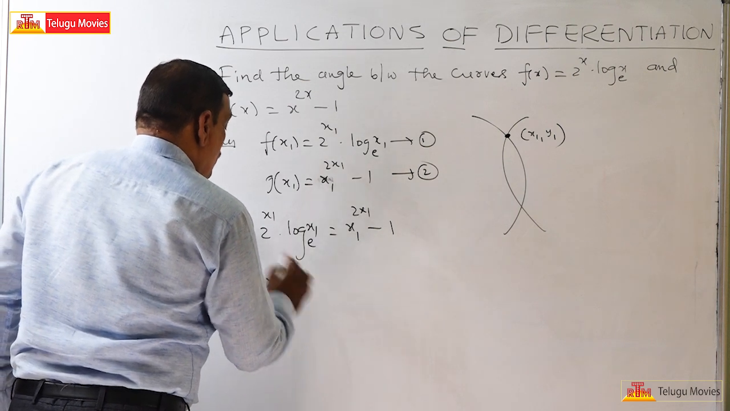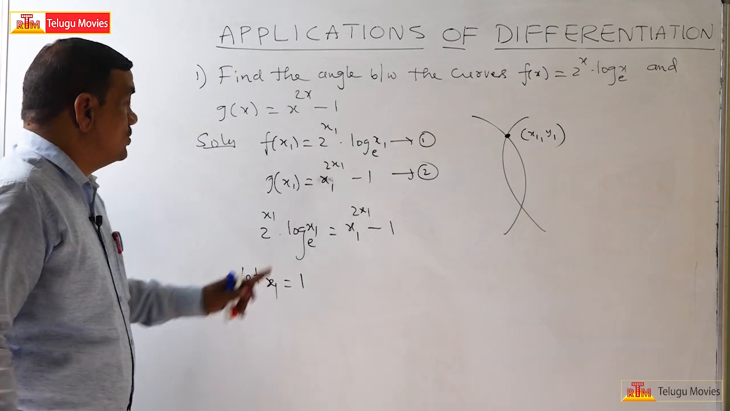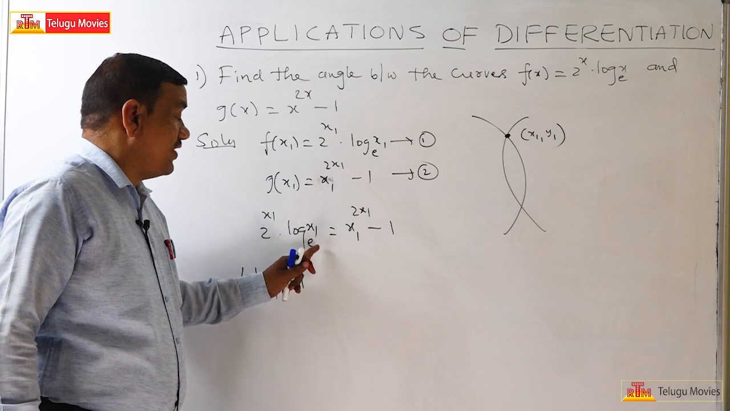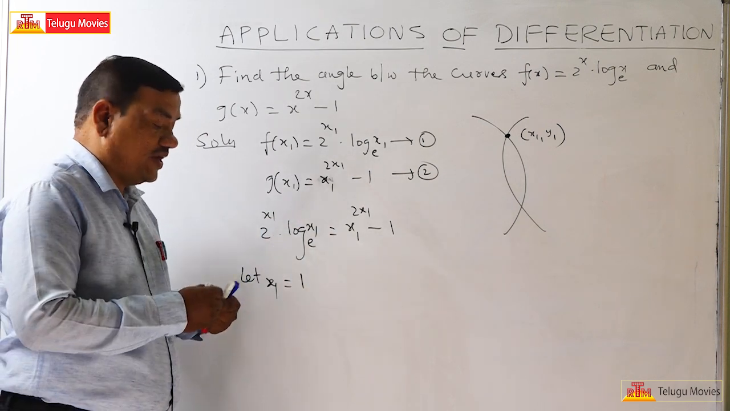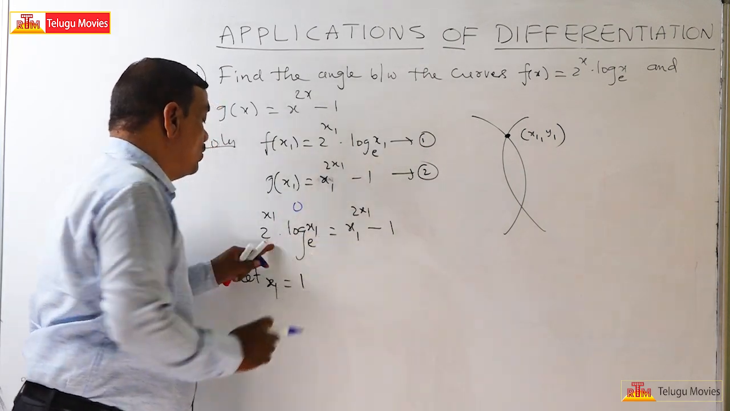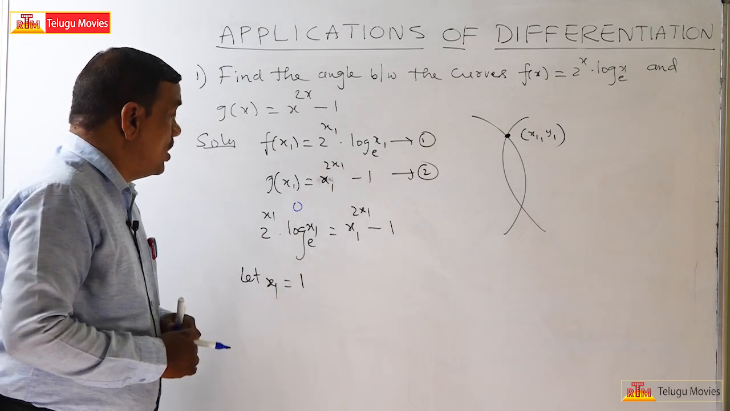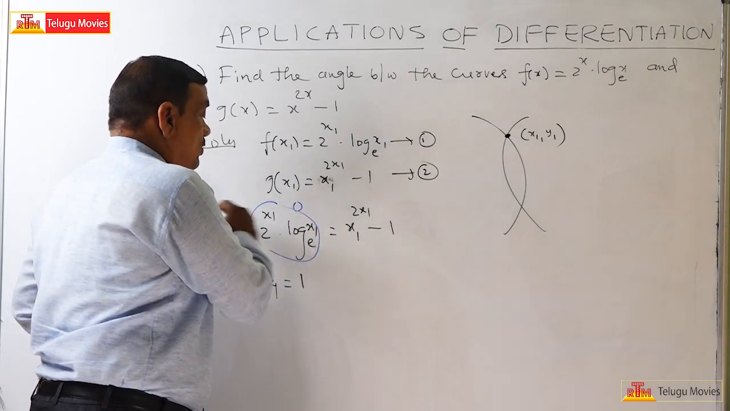x1 is equal to 1. Let us see what happens. x1 is equal to 1. So, 2 to the power of x1 into log of x1 to the base e is equal to how much? 0. We are getting 0 here. Log x1 is 0, 2 to the power of 1 is 2, 2 into 0 is 0. Total value we are getting is 0.